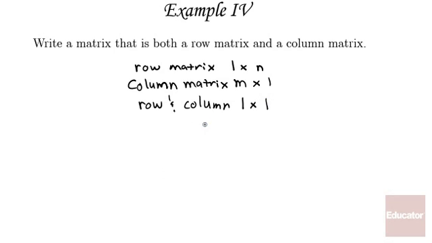And I could use any constant or variable. This would be both a row matrix and a column matrix. It has 1 row and it has 1 column. Or it could be 5. Or I could use a variable such as y or x. So any of these examples would be a row matrix and a column matrix at the same time.